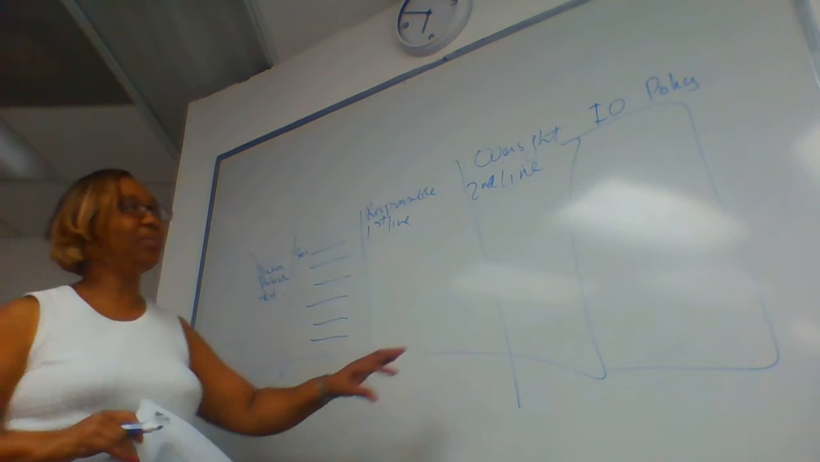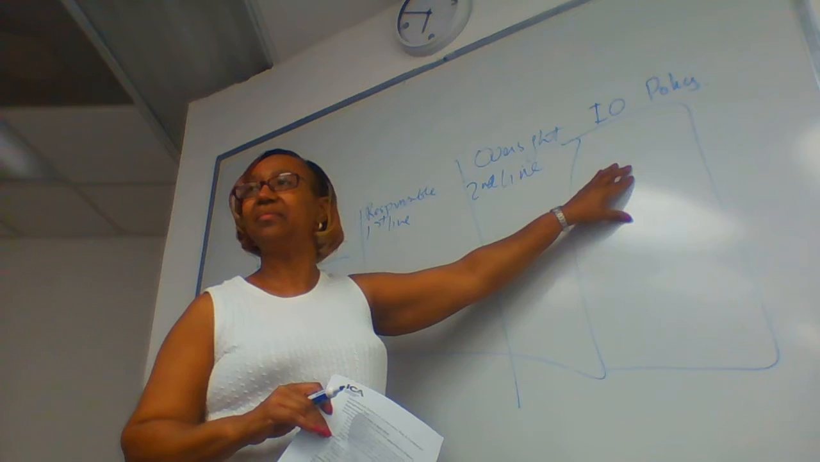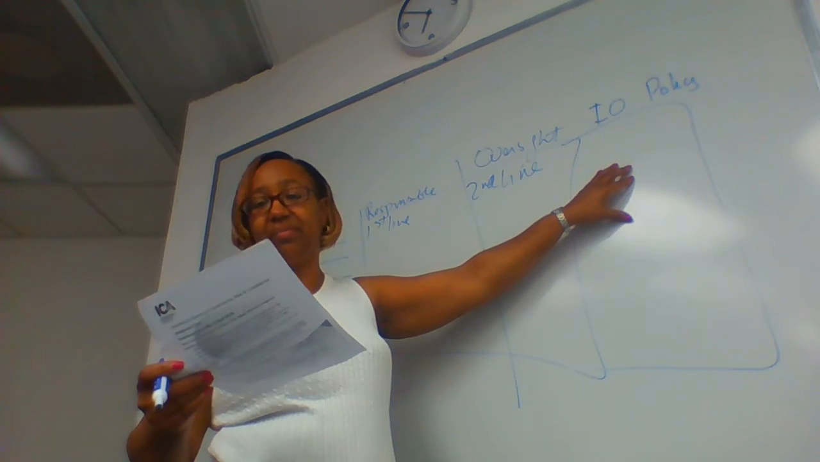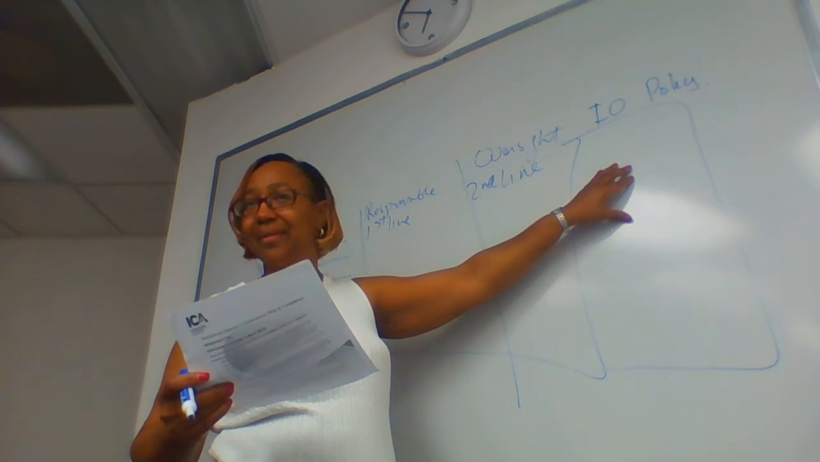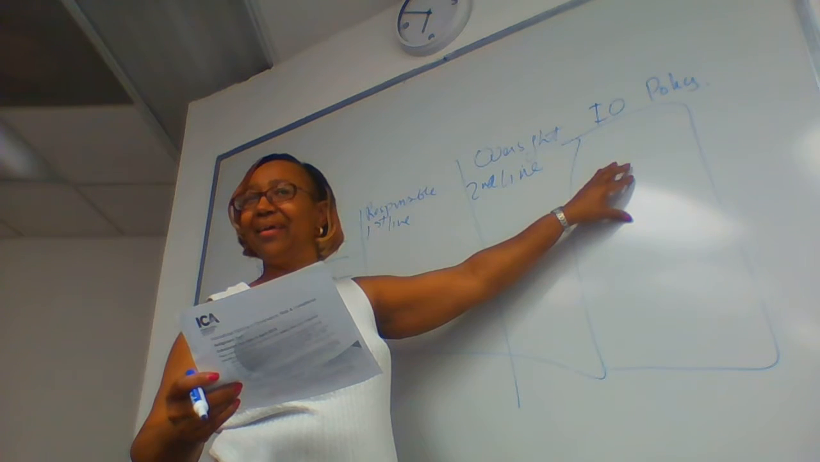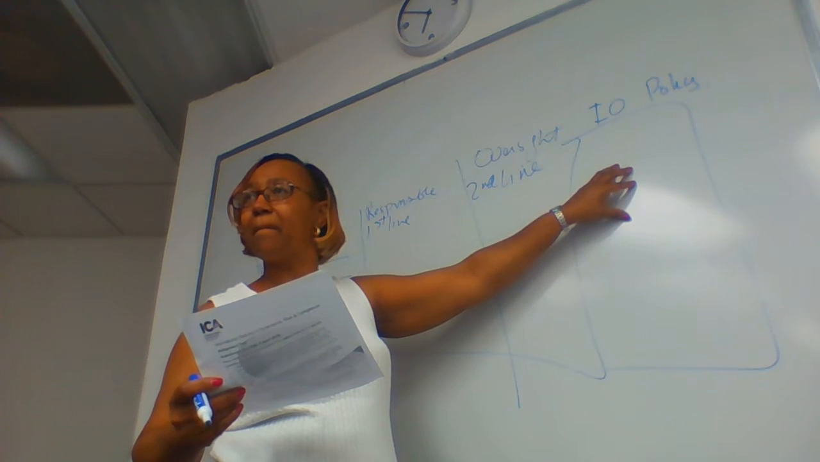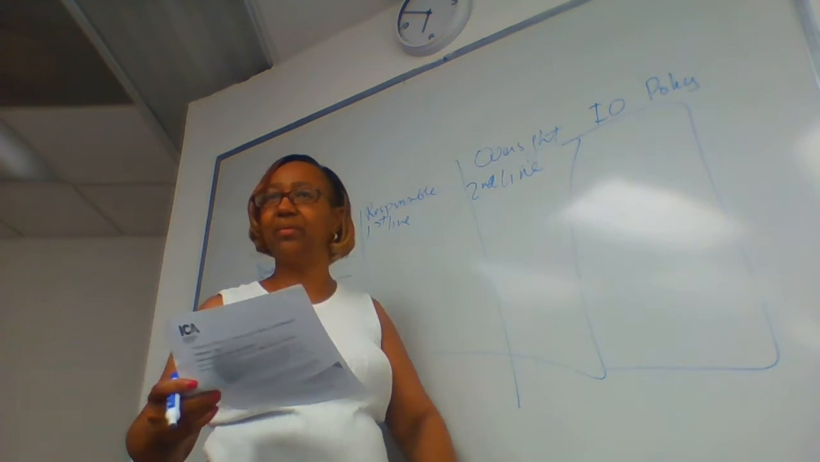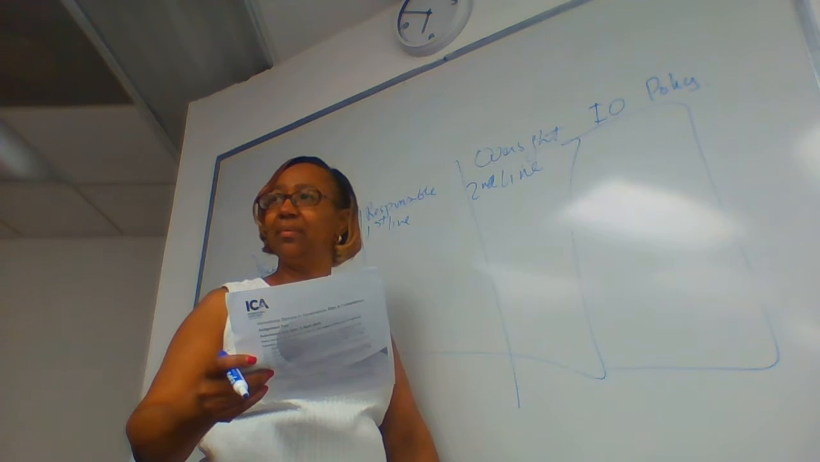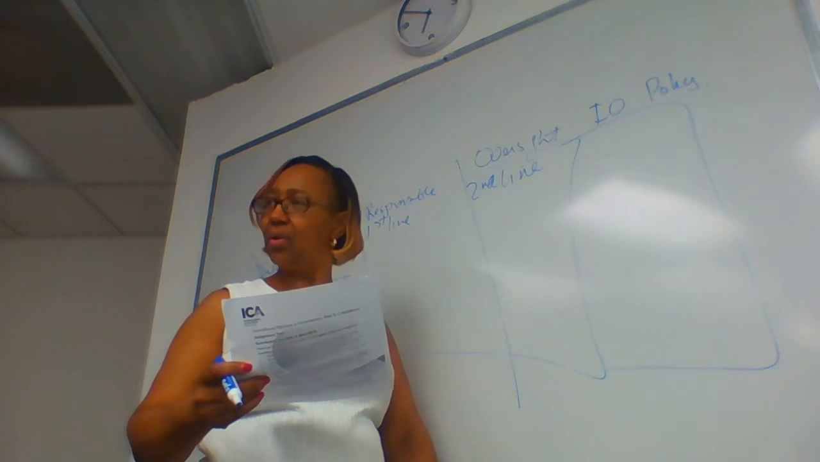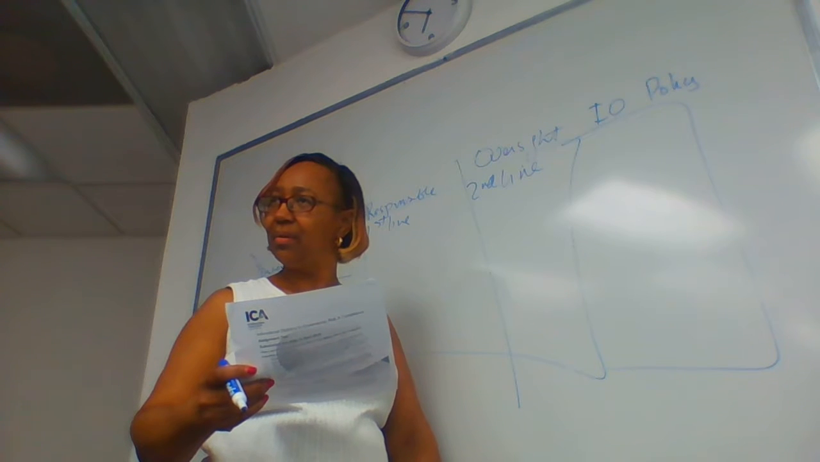All right. And then what goes here? What's the IO policy? Isn't that what this place is named? International. That's it. Okay, I got you. So what goes here? Is that the internal audit? I don't know.